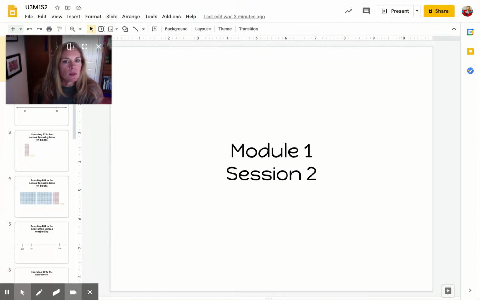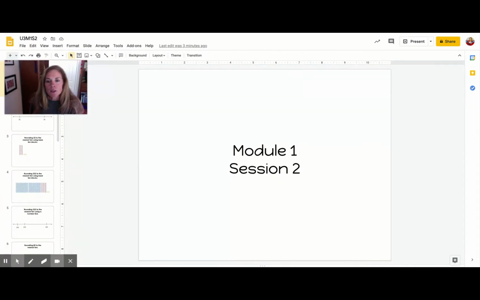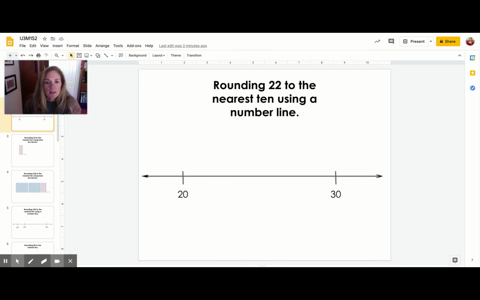That means that we are just now getting started on our Unit 3 math, which is going to mostly be about figuring out how to estimate and round your numbers for this first couple of lessons. So let's get started.